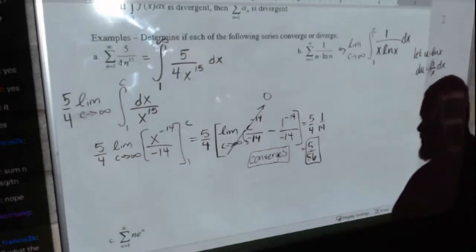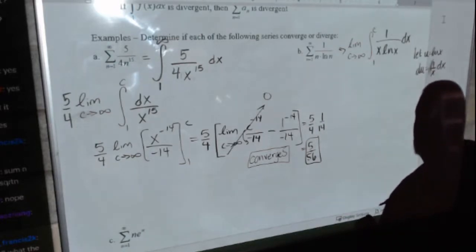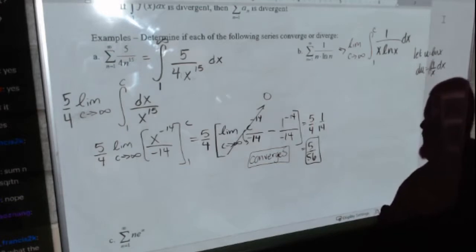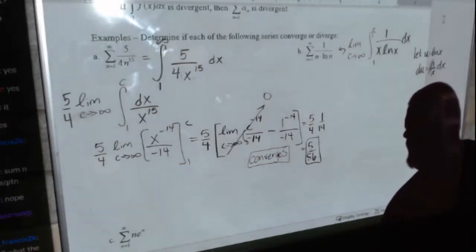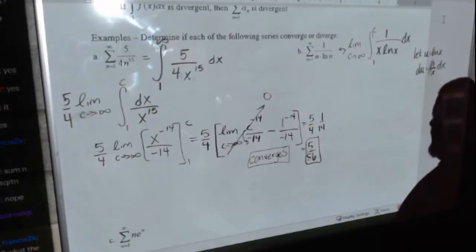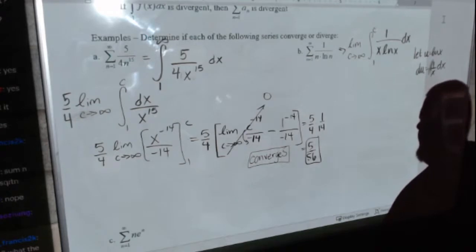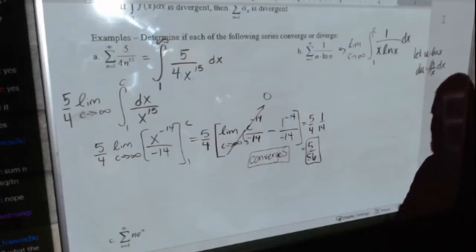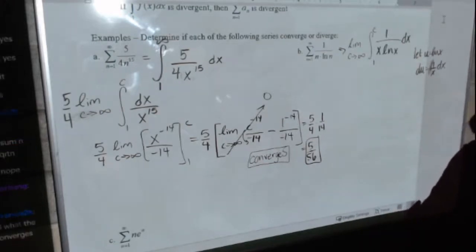Is 5 over 56 what the sum converges to? No, that is not what the sum converges to. Not necessarily. So recall that I said that the only ones we're concerned about are geometric and telescoping for right now.